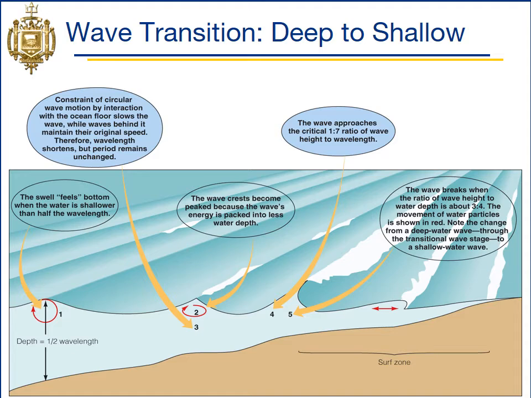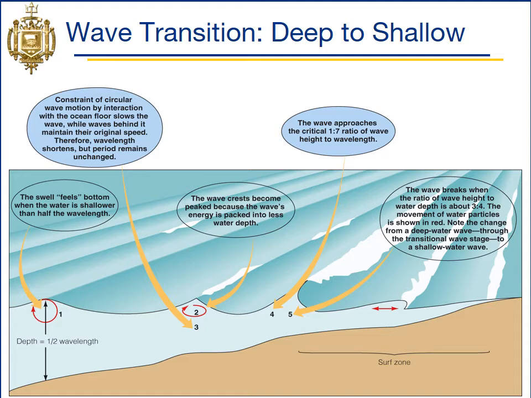And as we approach that critical 1 to 7 ratio that we just talked about, the waves can break. And breaking occurs when the wave height to water depth ratio is about 3 to 4. And we'll talk more about breaking in a later lecture.